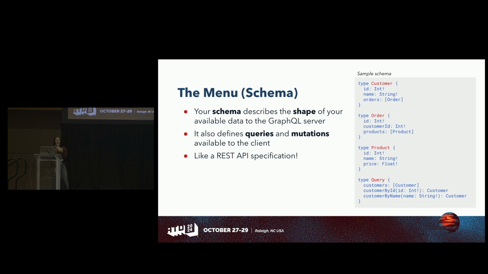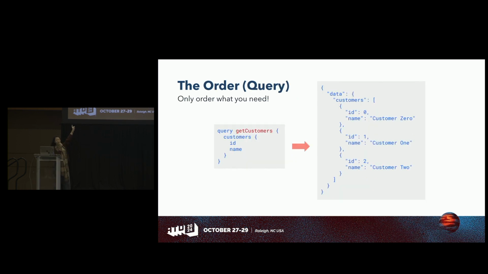If we go back to the schema, you can see that it also has an orders field, but that has a lot of data in it that I don't really need. I just need that surface level customer data for this query. So I'm only asking for ID and name, and so my query will only request ID and name. The value that is returned on the right is only giving me what I asked for. No more, no less.